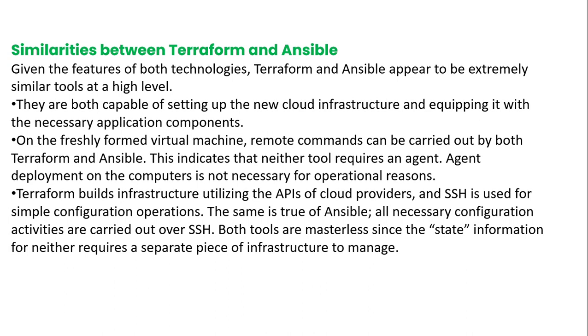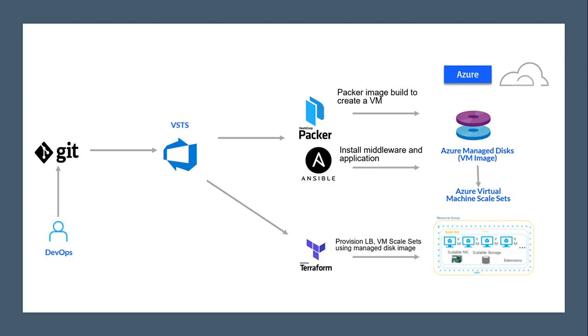Terraform builds infrastructure utilizing the API of cloud providers, and SSH is used for simple configuration operations. The same is true for Ansible. All necessary configuration activities are carried out over SSH. Both tools are masterless since state information for neither requires a separate piece of infrastructure to manage. So Ansible and Terraform both are used in the development phase. Ansible installs middleware and applications, and Terraform provisions the load balancer and VM scale set using the managed disk.